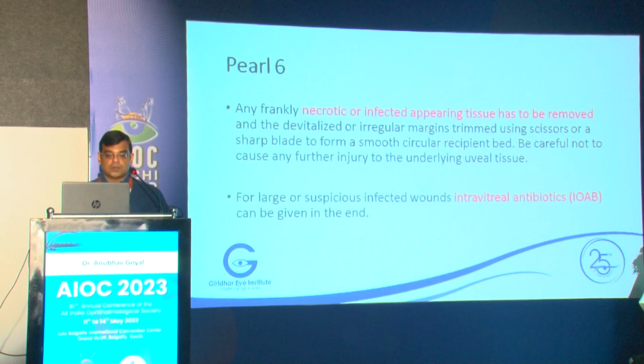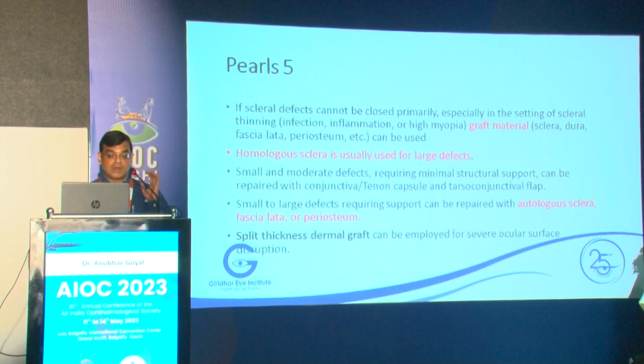It is very mandatory, if you're seeing any necrotic or infected tissue, you have to remove it nicely, so that the chances of post-op infection can be avoided, and intravitreal antibiotics can be given at the end of the surgery to avoid post-op infection. I prefer to give antibiotics in all the open globe injuries, especially posterior segment involving. If it is a very large scleral tear, if there is a tissue loss, you have to use a graft material. Best will be homologous scleral graft, patch graft. You can also use split thickness dermal graft.